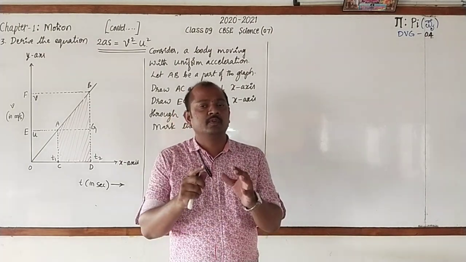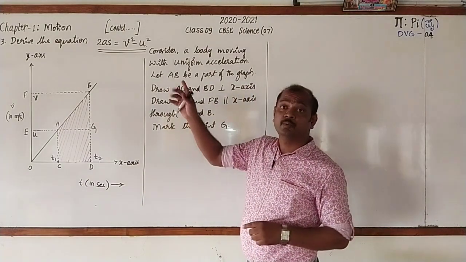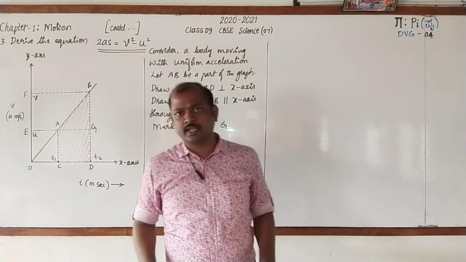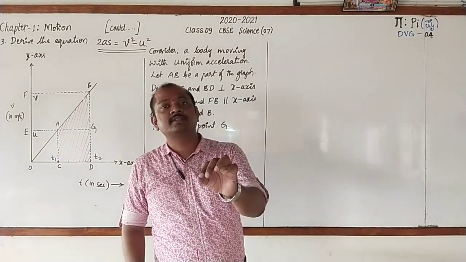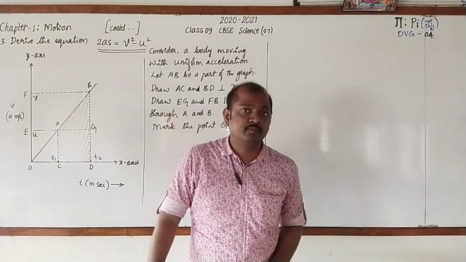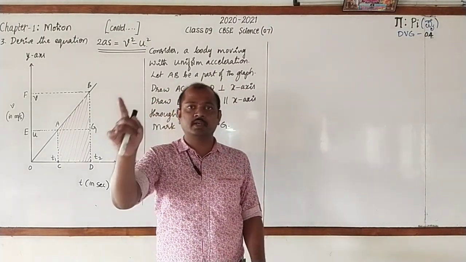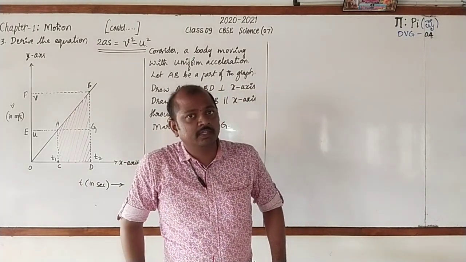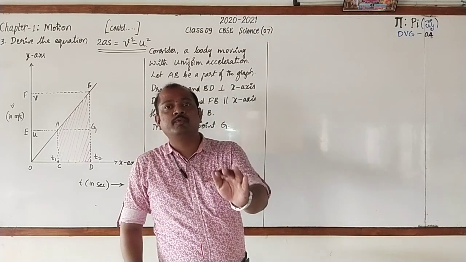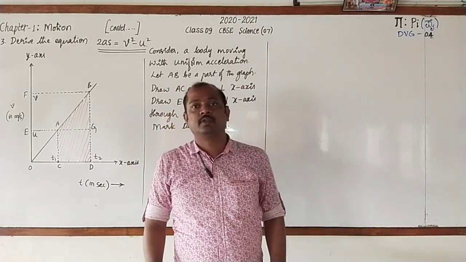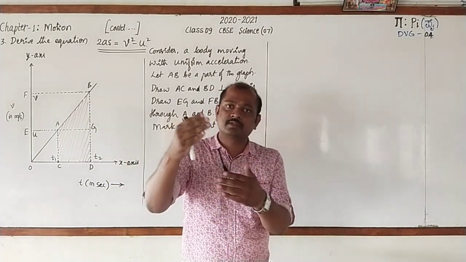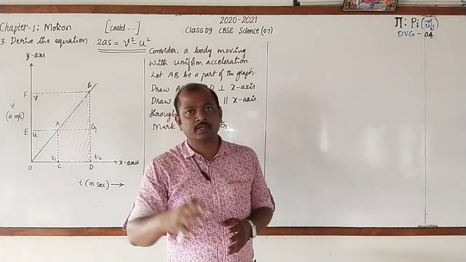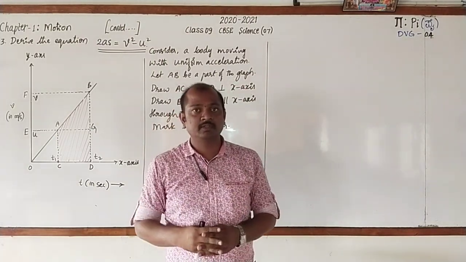Dear students, in today's class we are going to continue the chapter Motion, and this is the 7th period of this chapter. In the last class, that is yesterday's class, we were discussing the graphical representation of motion. There are two types of graphs. One is the dt graph, second one is the vt graph, right? Then after that we considered a body moving with uniform acceleration. Then we came to know there are some physical quantities involved. They are acceleration, velocity, time, displacement, is it not?